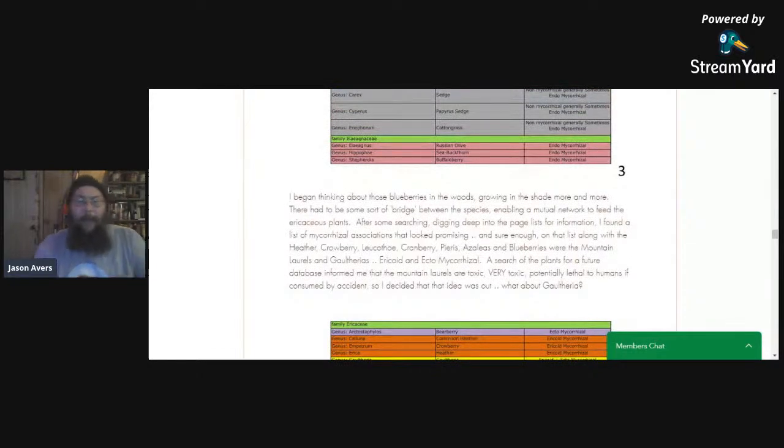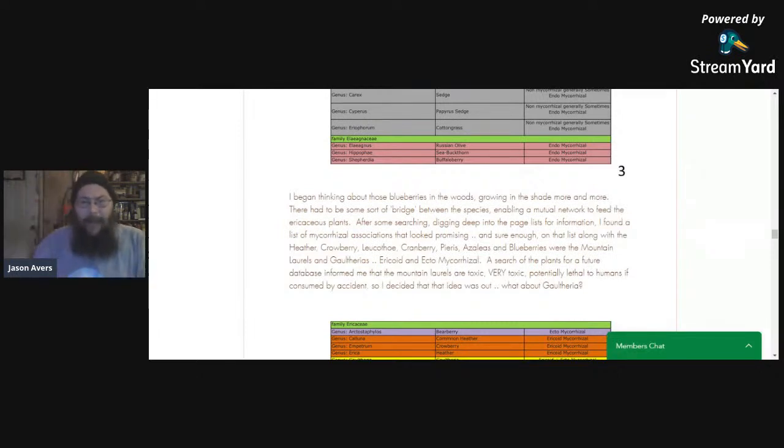I began thinking about those blueberries growing in the woods in the shade. There had to be some sort of bridge between the species, enabling a mutual network to feed the ericaceous plants. Remember, they're on a different network than everything else around them. So they've got things above them shading them, which if they were in a mutual network would be okay because these guys up here would go, hey, you're in the shade, you need some sugar, and they could send it through the network to them. But ericaceous plants are on different networks.